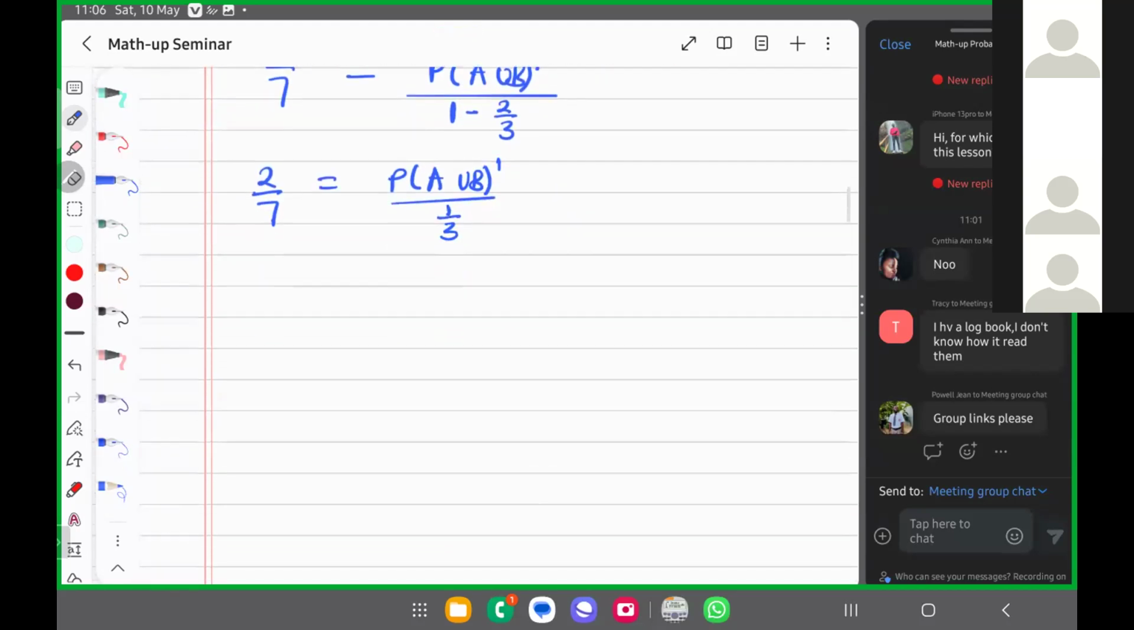So when I cross multiply, I'll end up with probability of A union B complement being equal to 2 out of 7 times 1 out of 3. What does that give us? I think it's 2 out of 21.